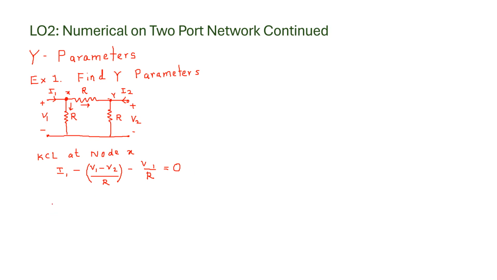Now rearranging the terms, we will have I1 minus 2V1/R plus V2/R equal to 0. So we can have an equation: I1 is equal to 2V1 by R minus V2 by R.